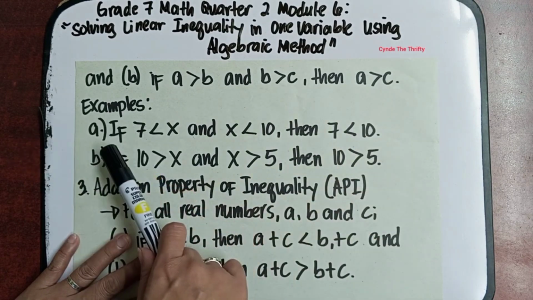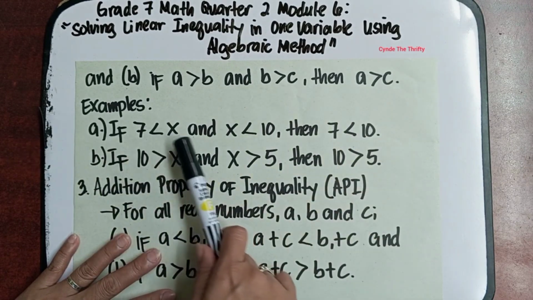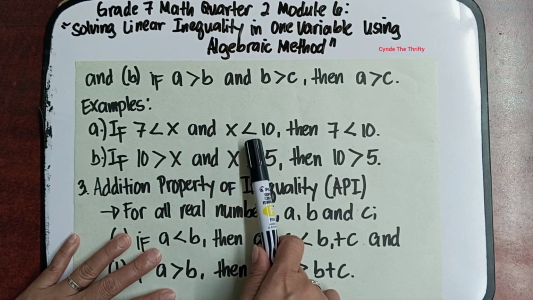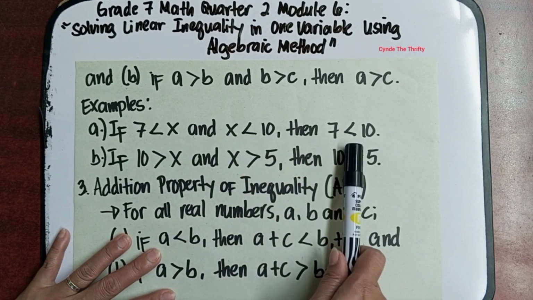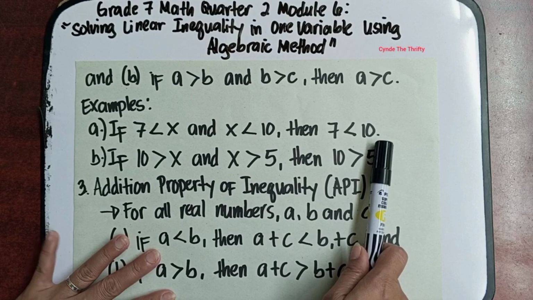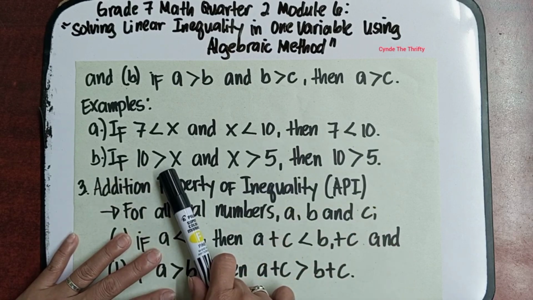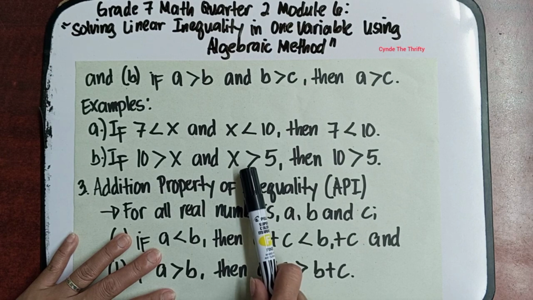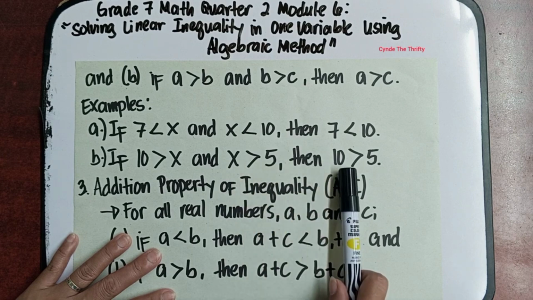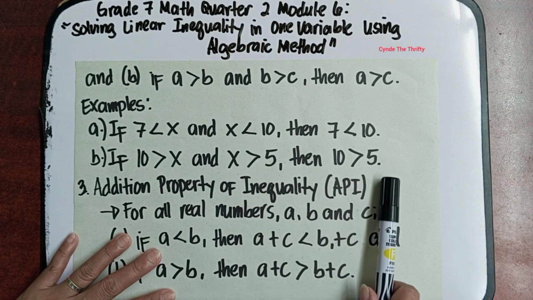Examples. If 7 is less than X and X is less than 10, then 7 is less than 10. If 10 is greater than X and X is greater than 5, then 10 is greater than 5.